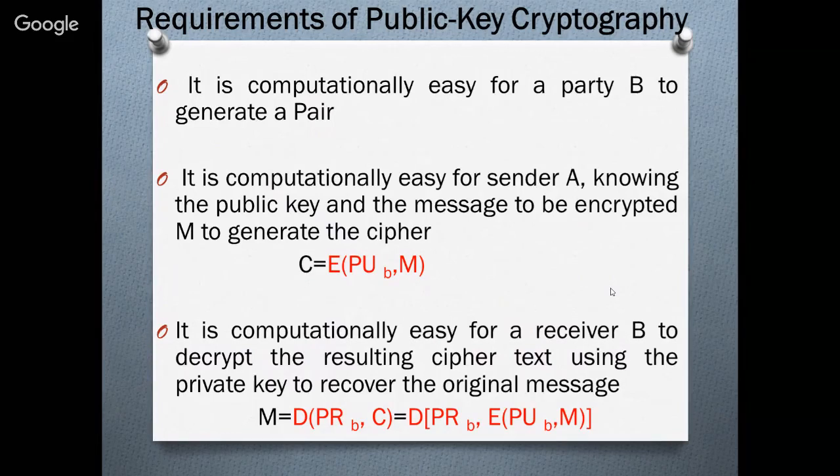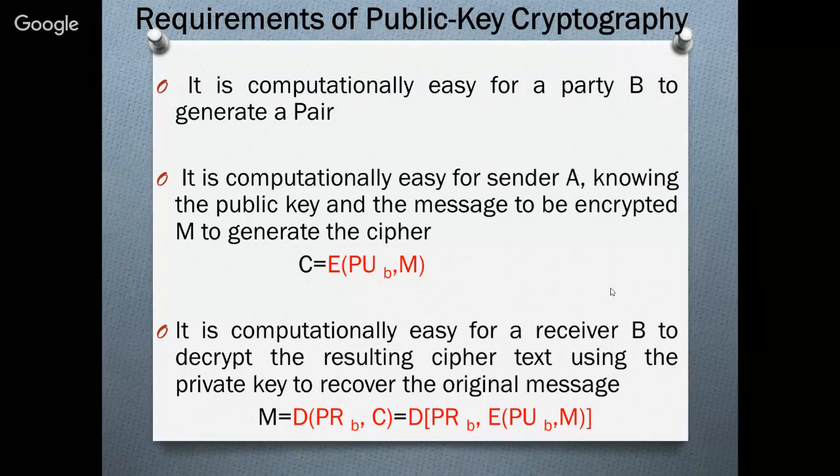So requirements of public key cryptography. It is computationally easy for a party B to generate a pair of keys, either a public or a private pair of keys. The second requirement says that it is computationally easy for sender A, knowing the public key and the message M to be encrypted, to generate a ciphertext. So even this is very easy for sender A. He'll know the public key as it has been shared with everyone, and his own message will be encrypted to generate a ciphertext.